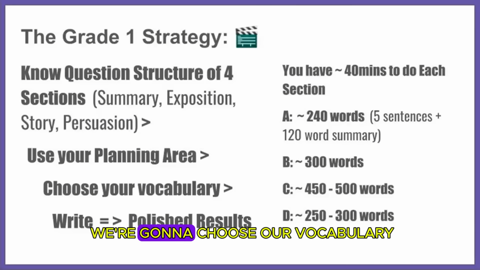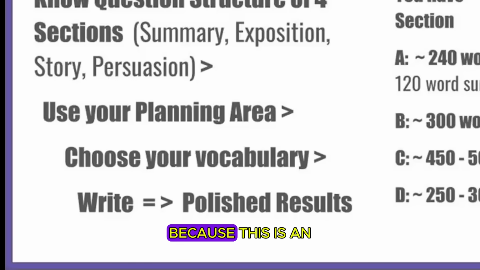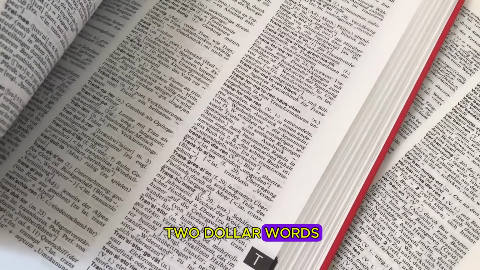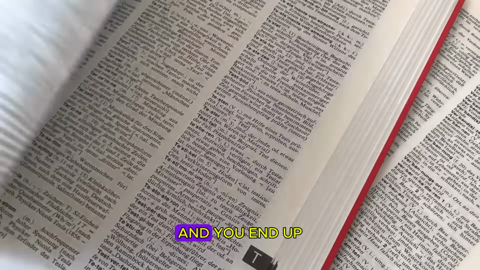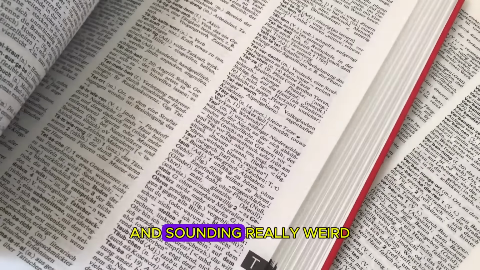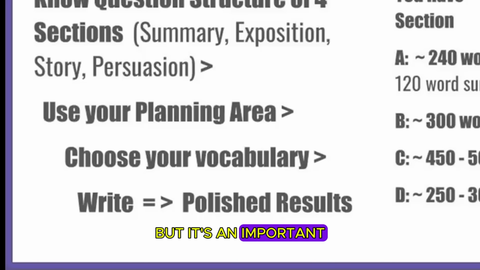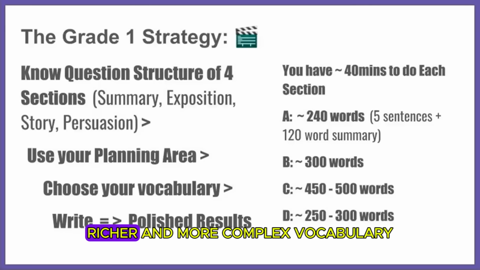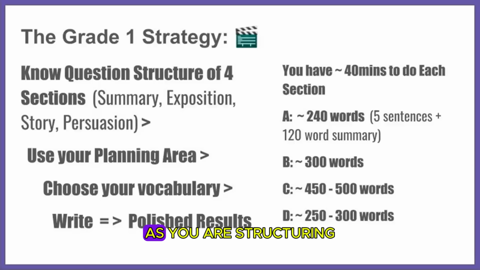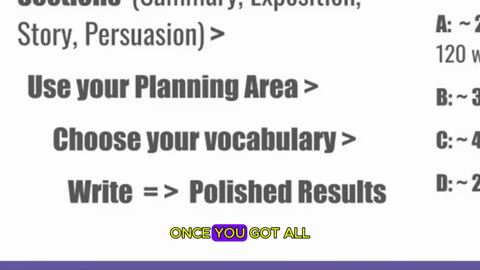The next thing is that we're going to choose a vocabulary. Because this is an English exam, it's a great time to use those $2 words. Don't use them if you obviously don't understand what they mean and you end up just kind of hurting yourself and sounding really weird. But it's an important thing to think about, to add in some richer and more complex vocabulary as you are structuring all of these responses, okay? And so you're going to write once you've got all of those things together and planned, and the result should turn out pretty good.